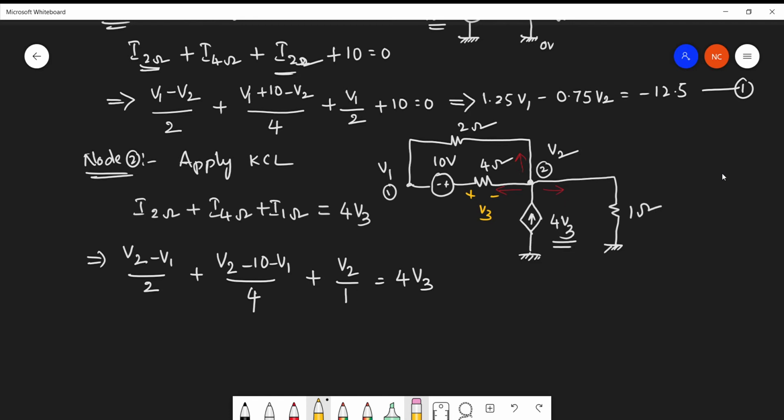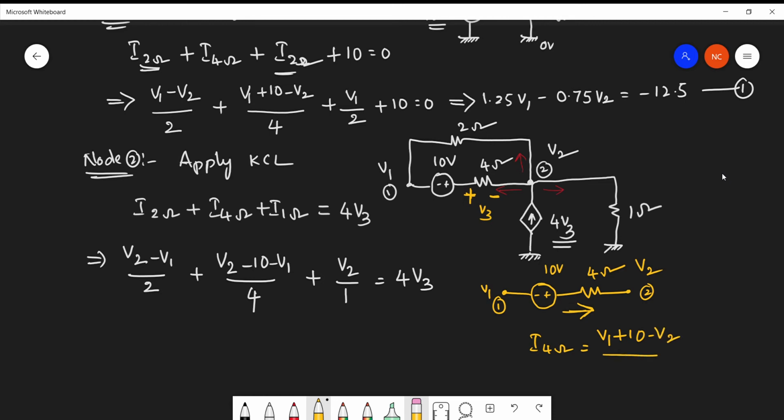Okay, let us see. Now I'll be redrawing the 4 ohm resistor. I was supposed to find the current through the 4 ohm resistor. So why did I consider this direction? Because the polarity is given like that, plus to minus. Okay, so this 4 ohm was connected to a battery of 10 volts. This is node 1 whose voltage is V1 and this is node 2 whose voltage is V2. Now in this direction, what is the current? The current passing through 4 ohm is nothing but (V1 plus 10 minus V2)/4.